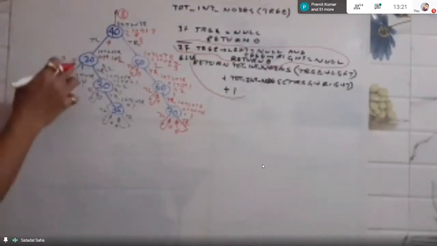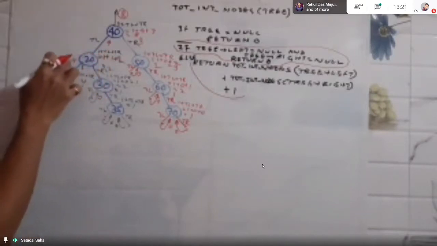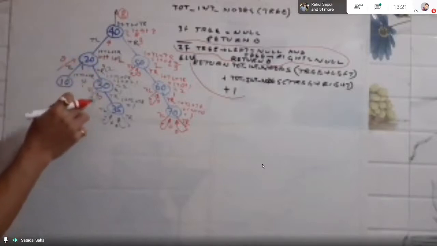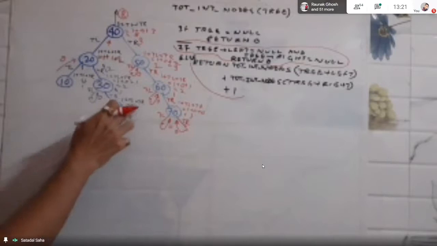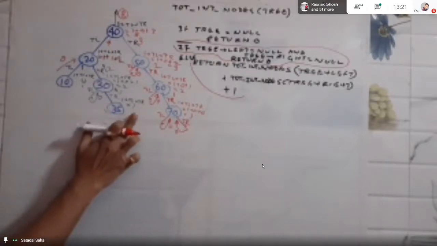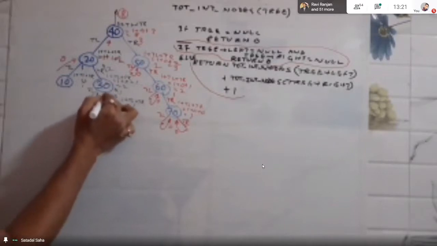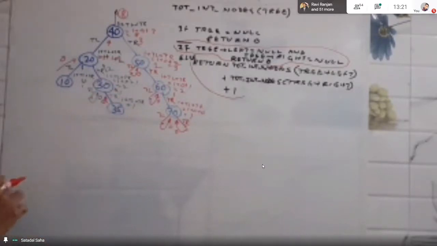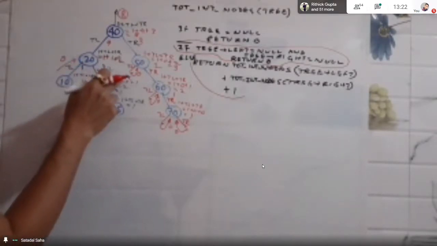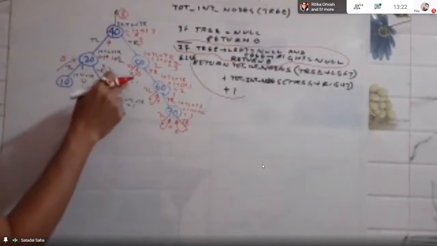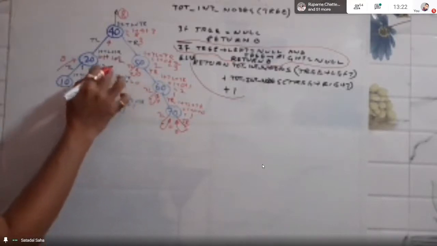Now from 0, 20 will be computing this value from the left child, 0. But from the right child, what will be there? 30, sitting at 35 also, it will not compute 1 plus 0 plus 0. This part will not be computed. So all leaf nodes will return the value 0. So 30 will not return 1 plus 0 plus 1, but it will return 1 plus 0 plus 0. It will return 1.